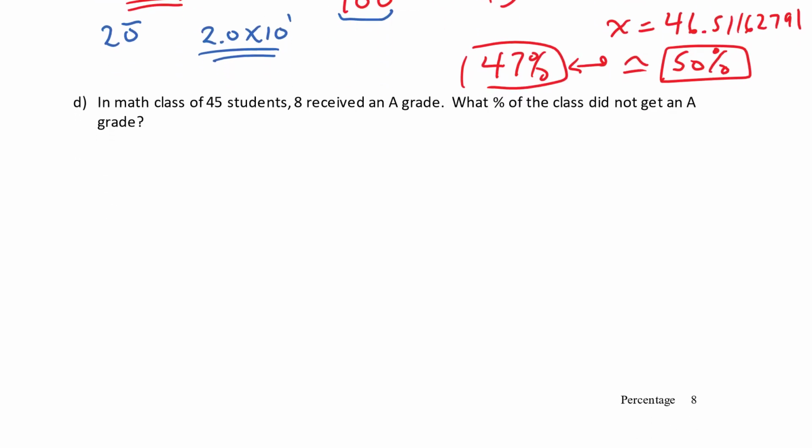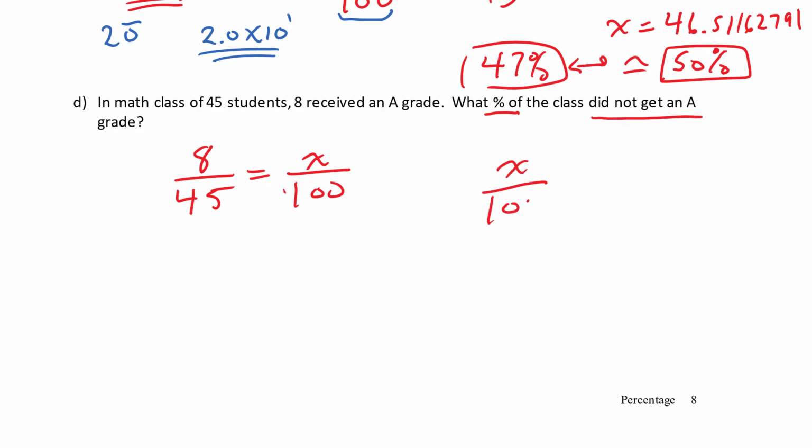Lastly, in a math class of 45 students, 8 received an A grade. What percentage of the class did not get an A grade? So here, I'm looking for the percent. There's 2 ways we can go about this. We have 45 students total, 8 of them got an A grade. I could solve it like that. However, that's not what the question asked for. The question asked for this number of students that did not get an A grade. So again, we're still looking for the percentage.